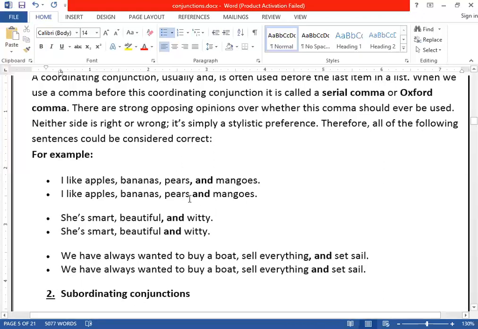Look at this example, or look at the second. In the second example, we didn't put a comma, but if you want to put one, again, it's correct. Here we have put it, and in this case we didn't. So with the last item before and, whether you want to put a comma or not, that is correct. It was about coordinating conjunctions, the first type of conjunctions.